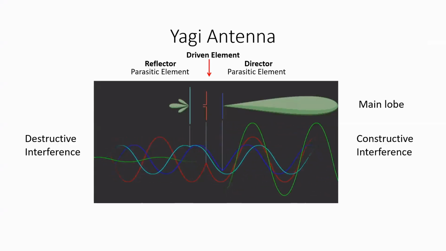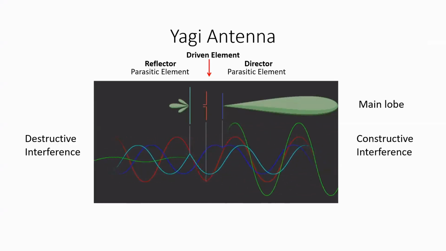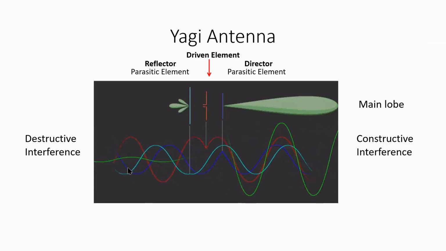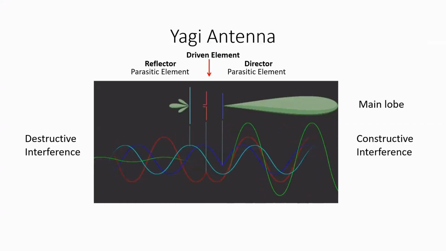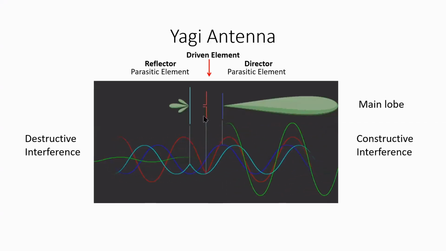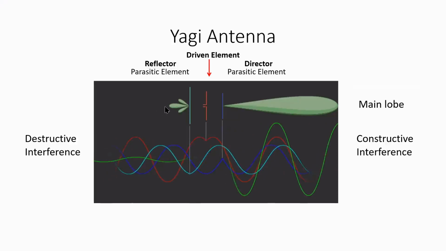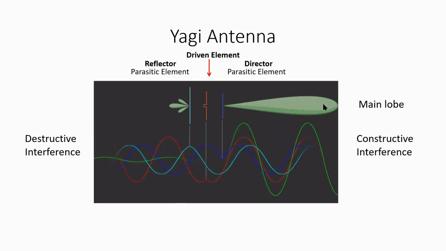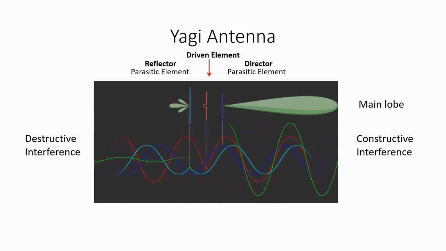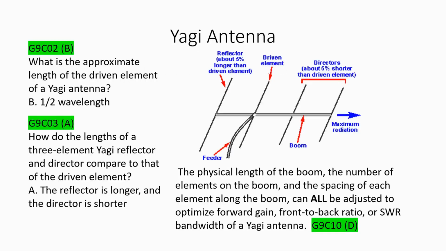It works the same way on a received signal. Obviously, the waves would be coming toward the antenna, but it has the same effect. It reduces the strength of the signals from the rear, and it amplifies the signals it's receiving from the front. So you had some answers to some of the questions there. The approximate length of the driven element in the Yagi is a half a wavelength, just like a dipole.